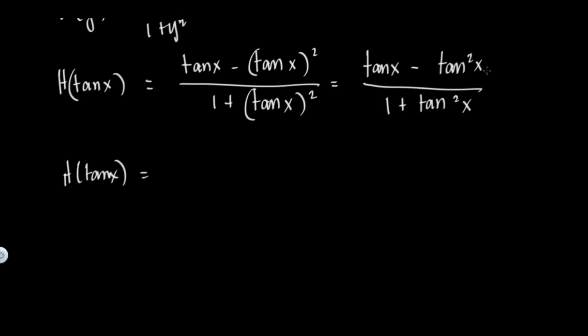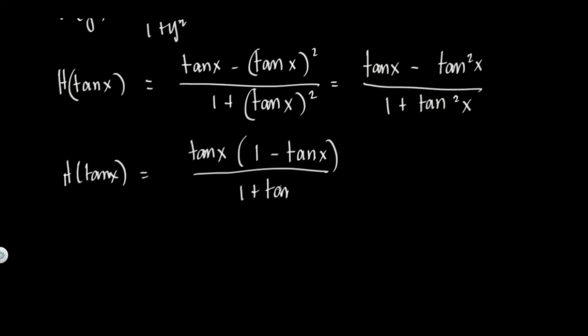Pwede mo itong i-factor out the tangent x. So, factor out tangent x. So, tangent x times quantity 1 minus tangent x. Bakit? Kasi nilabas ko yung tangent dito, ang tira sa kanya ay 1. Nilabas ko yung isang tangent sa kanya, dalawa yan. So, may natirang isa. Ayun na. Okay, so, 1 plus tangent square of x. Now, hindi pa po yan tapos.